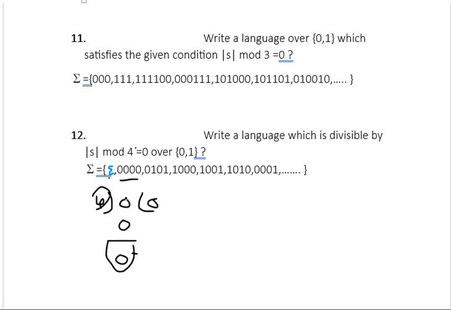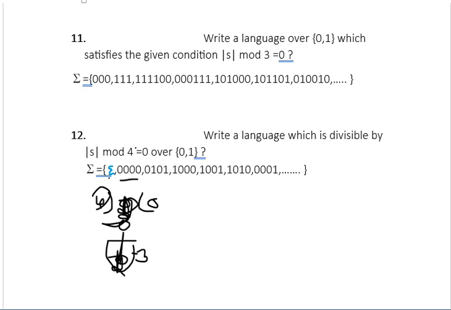Similarly, we'll try with 1. If we take 1, what is the remainder? Again 1. So we are getting the remainder as 1, so we should not take 1 into consideration. Next, let's take 2. If you take 2, we'll get the remainder as 2. Again, you have no chance to take 2. Again, let's take the example of 3. If you take 3, we'll get the remainder as 3 only.